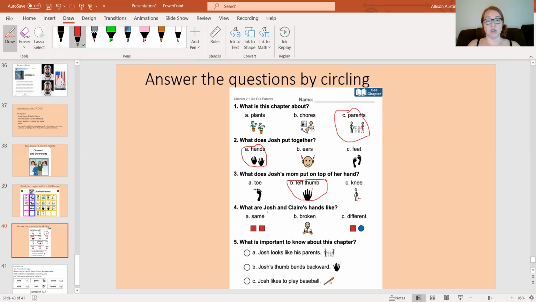So number 4, what are Josh and Claire's hands like? Josh puts his left thumb on top, and the chapter said that Claire puts her right thumb on top. So is that the same, broken, or different? That's different, right? One is left on top and one is the right thumb on top. Great job. Number 5, what is important to know about this chapter? Josh looks like his parents, Josh's thumb bends backwards, or Josh likes to play baseball. We're talking about parents, so you're going to color in, I'm going to do my best here, letter A. Josh looks like his parents. Super good review, my friends.